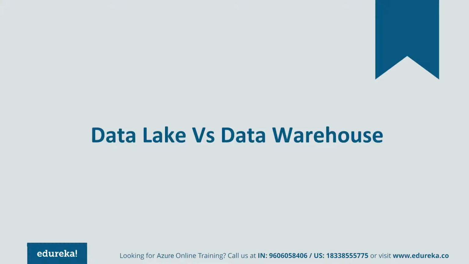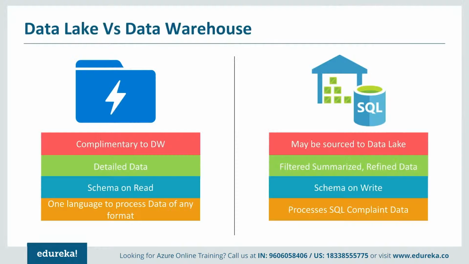This is a clear differentiation between these two things. First of all, you need to understand that your data lake is something complementary to the data warehouse. That means if you have your data in a data lake, that can be stored in a data warehouse as well, but there are certain rules that need to be followed. When you talk about your data warehouse, you can use your data lake to bring in data. But the main difference is that in a data lake, the data is detailed data or raw data. That means it can be in any particular form. You just need to take the data and dump it into your data lake. That is not the case with your data warehouse. Here the data is filtered, summarized, refined.